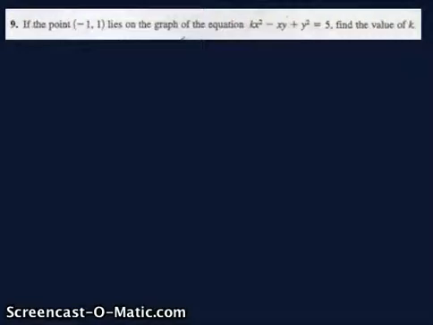Question number 9. Let's take a look at this. Here's a point, (-1, 1), and then there's this expression. Find the value of k if that point lies on that graph. What that means is for every value of x, I'm going to plug in a -1. For every value of y, I'm going to plug in a 1, okay?